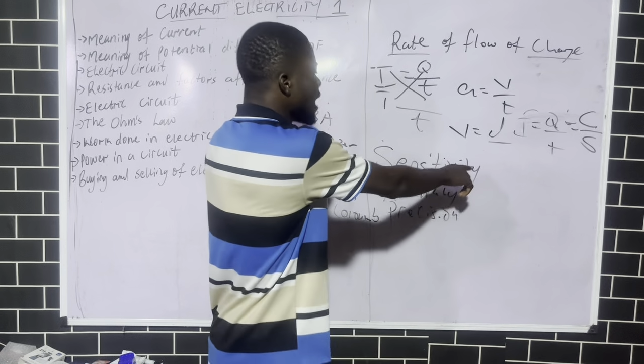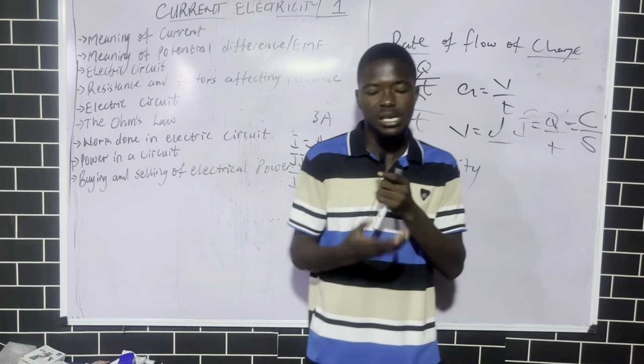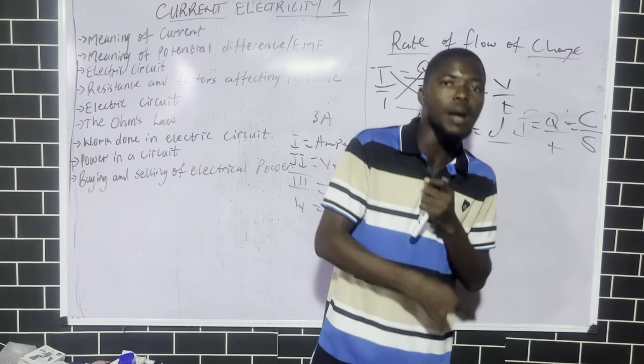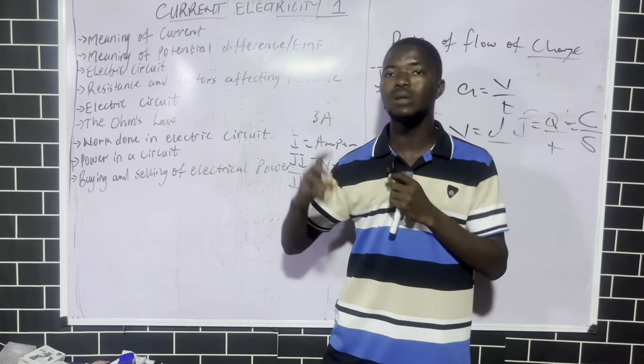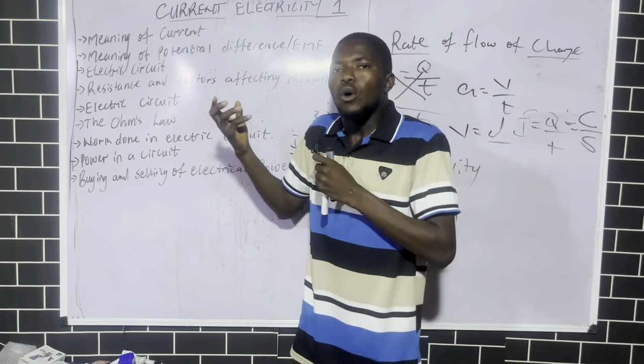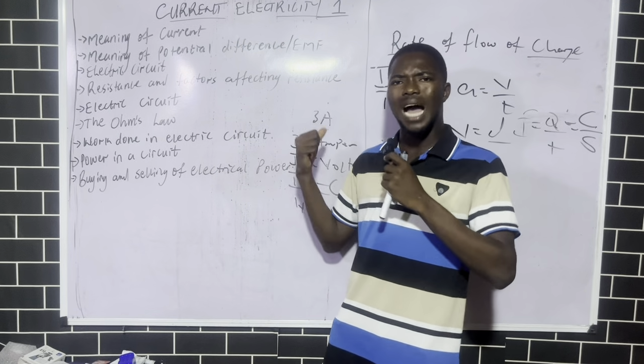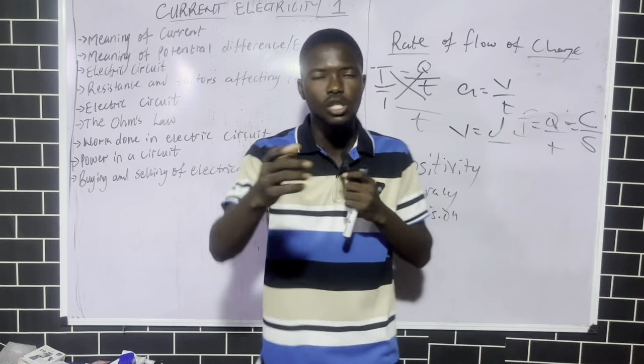So ammeter and galvanometer, if you have read in your text, you know that the galvanometer is more sensitive than the ammeter. Galvanometer is an instrument that can measure potential difference and also current. When you want to measure very small current, we use galvanometer. We don't use ammeter, because galvanometer is very sensitive, and this is what we need.